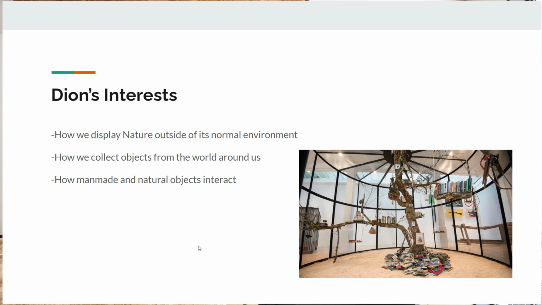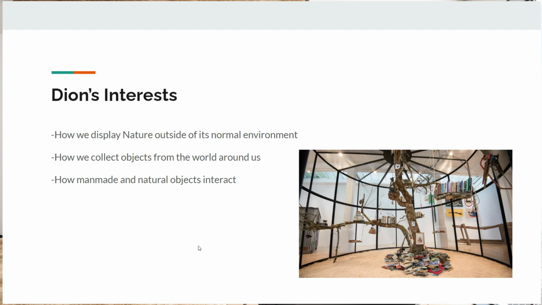First, he wanted to show how we as humans display nature outside of its natural environment. Second, he was interested by how we collect objects, whether it's natural, unnatural, we collect things. Third, he was interested to show how man-made objects can interact with the natural objects in that sense. So the work in the bottom right is an example of this.